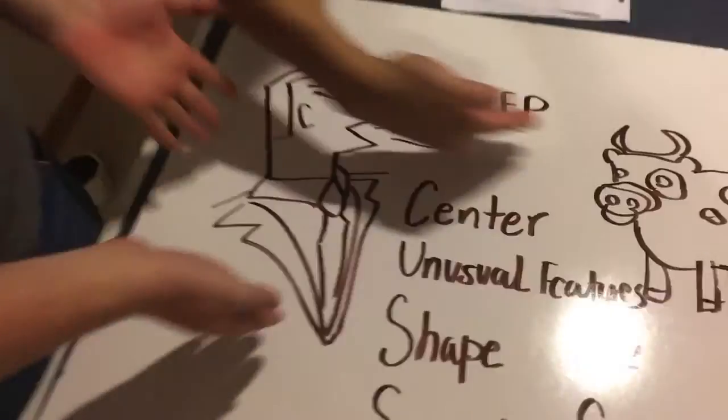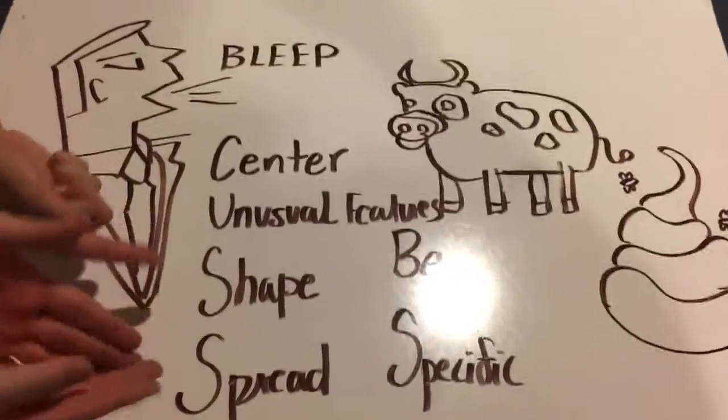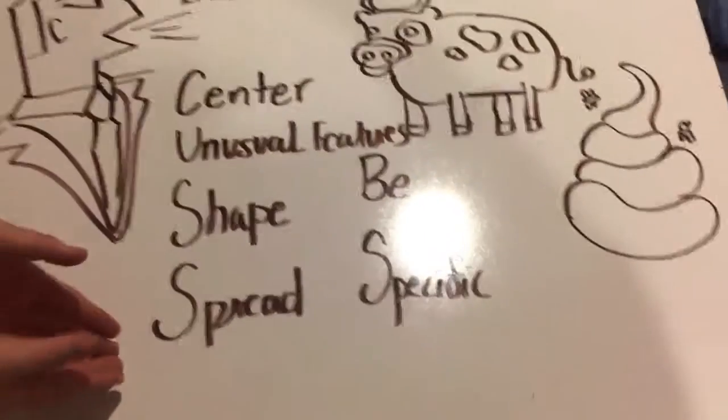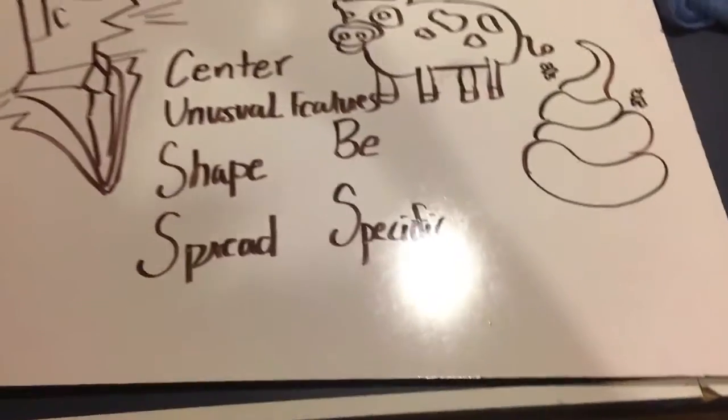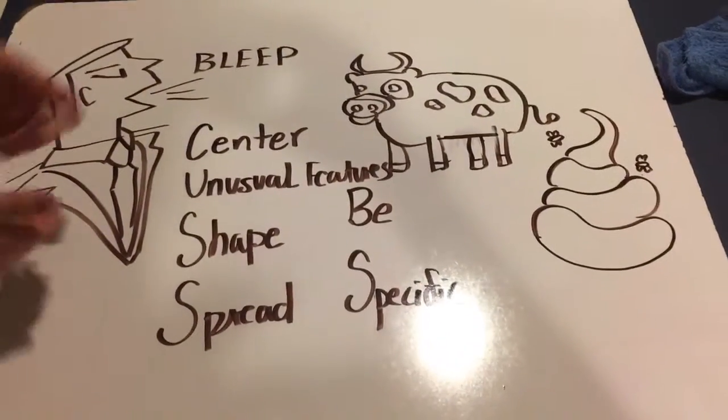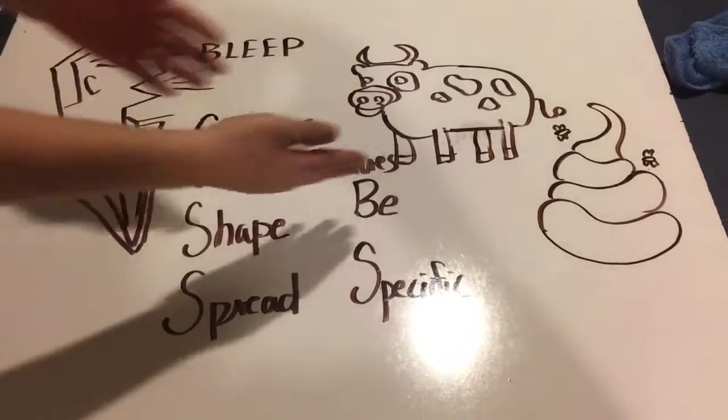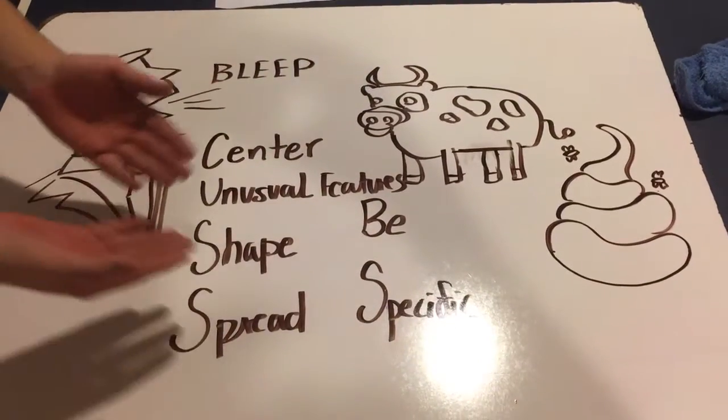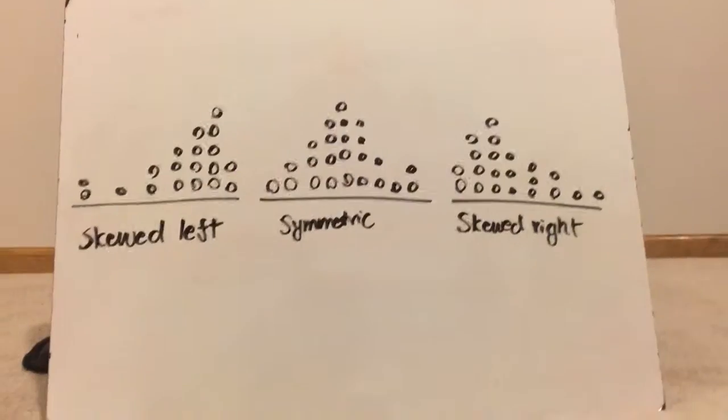CUS stands for center, unusual features, shape, and spread. BS stands for be specific. This all equates to ways we can look at a graph and describe it based on its features and what we see, the spread and makeup of it.